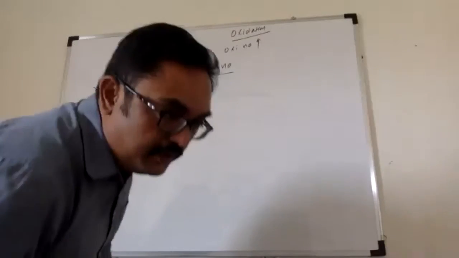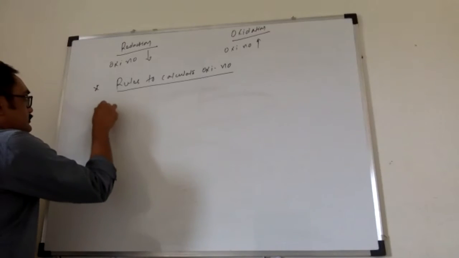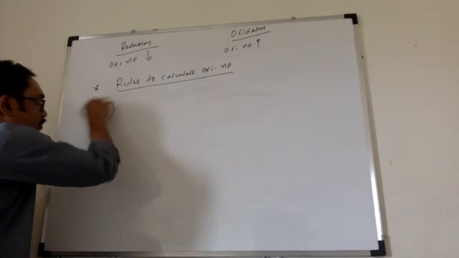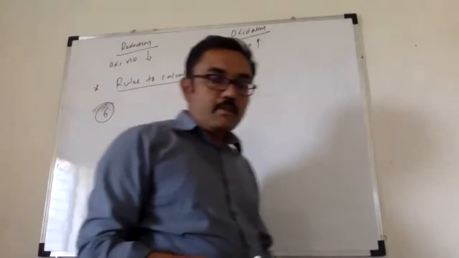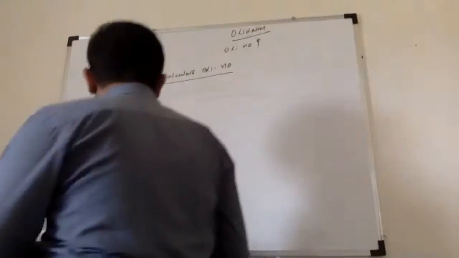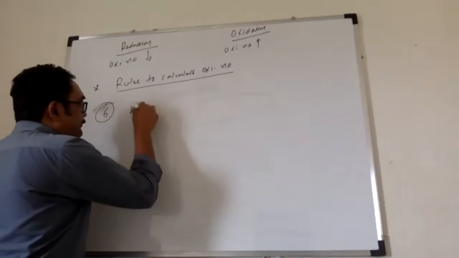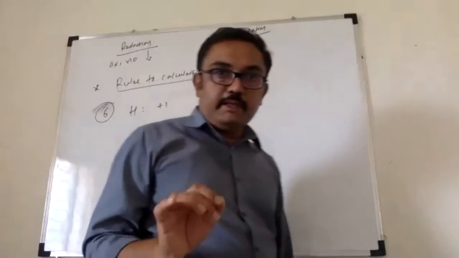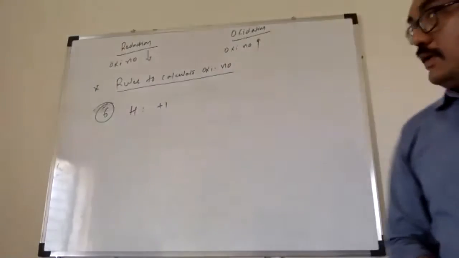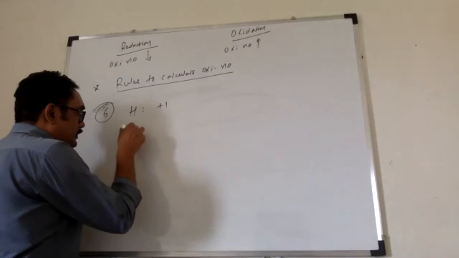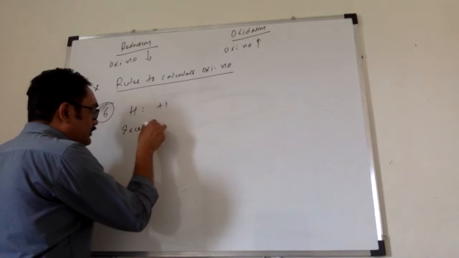Then you write down the rule of hydrogen. The next rule is the rule of hydrogen. Now, what is the rule of hydrogen? Hydrogen's common oxidation state is +1. In most of the compounds, hydrogen is found in a +1 state. There are exceptions for hydrogen. Now, what are the exceptions for hydrogen?